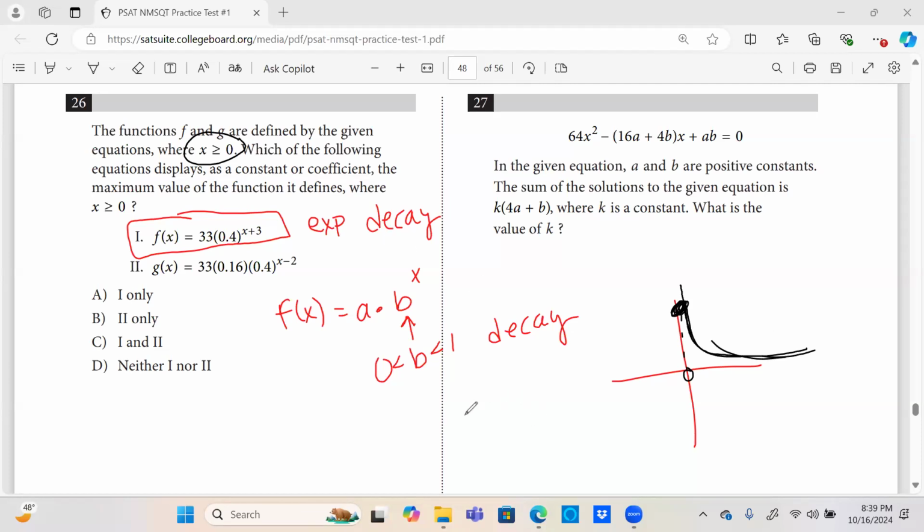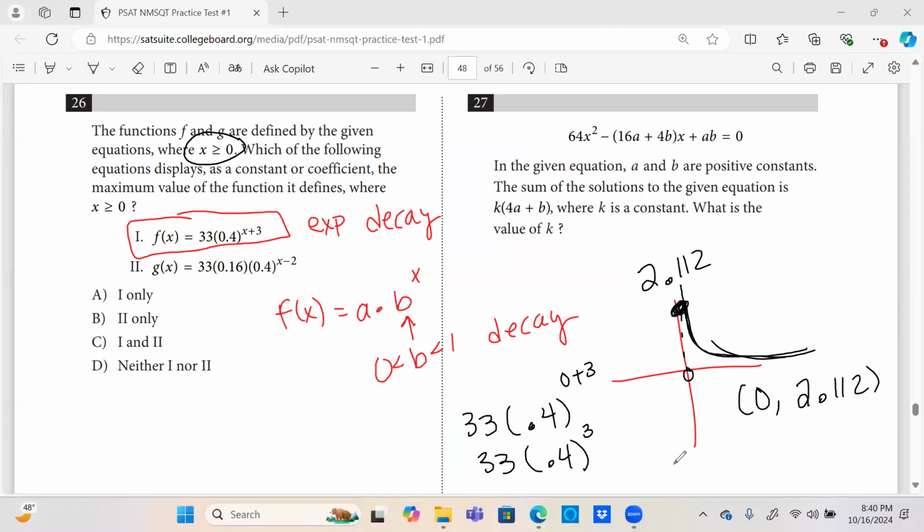So plug in 0. We would get 33 times 0.4 to the 0 plus 3. So that's 33 times 0.4 to the third. And then you would just run that through a calculator. You would not want to do that by hand. 33 times 0.4 to the third. And that's where we get the 2.112. So when x is 0, we got a value of 2.112. That was F.